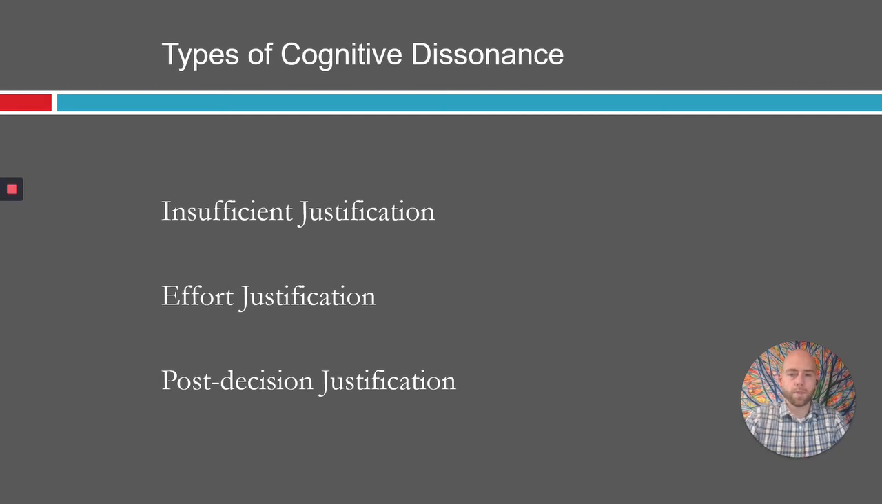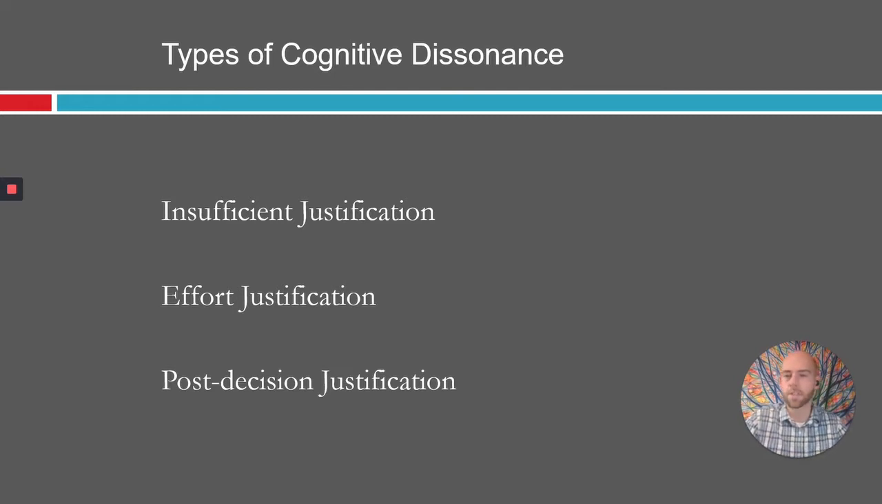All right. Now that we sort of have a handle on what dissonance is and the place of cognitive dissonance theory historically in social and broadly in all of psychology, I want to talk about specific types of dissonance and how they might arise and what sorts of changes they might lead to. So these three are insufficient justification, effort justification, and post-decision justification.